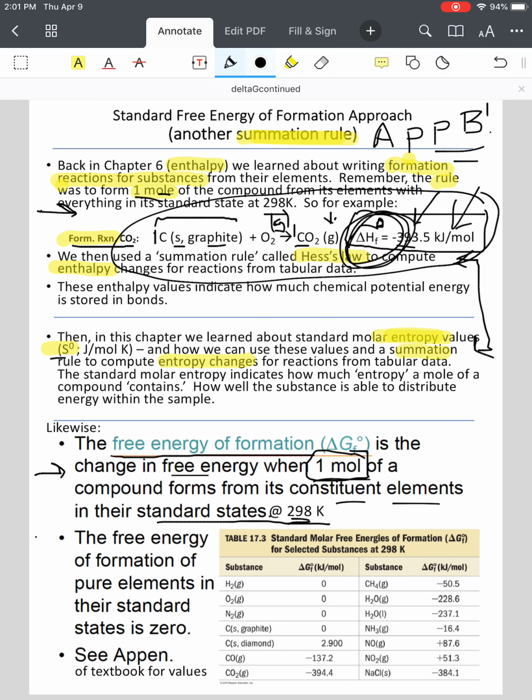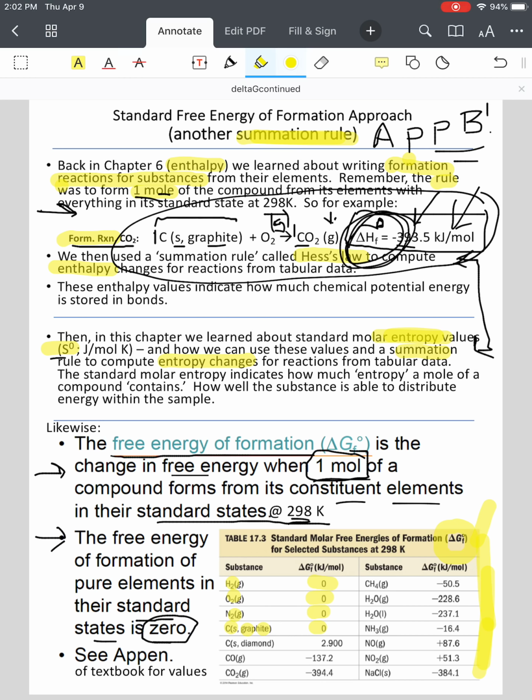Now the cool thing about this is that the free energy of formation of pure elements in their standard states is 0. So for instance, let's take a look at this data table at the bottom right of the slide. This is a table reproduced from a textbook of these standard molar free energies of formation, or delta GF values, for a variety of different substances. Let's take a look at the first 4 entries. They're all zeros, aren't they? What are these materials? Well, it's H2, O2, N2, and graphitic carbon.